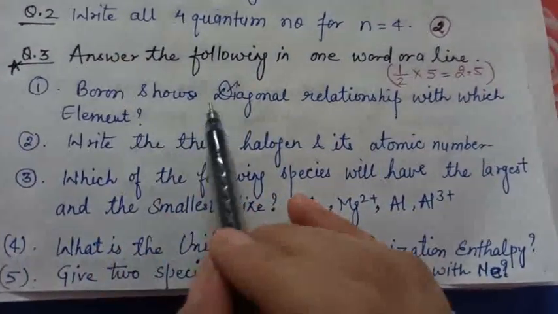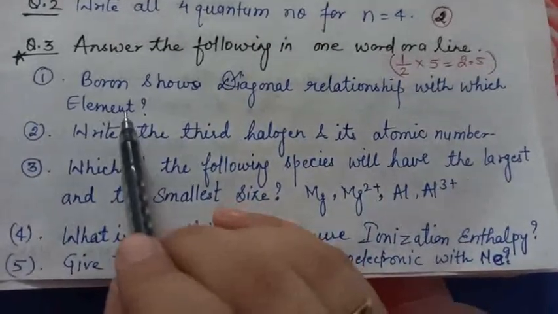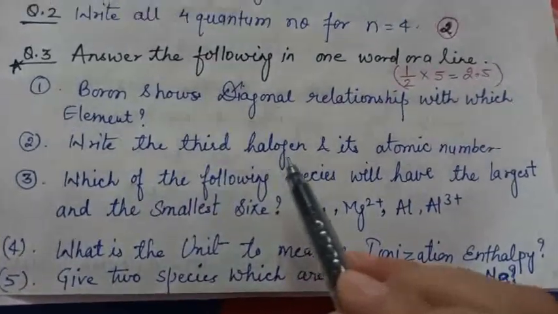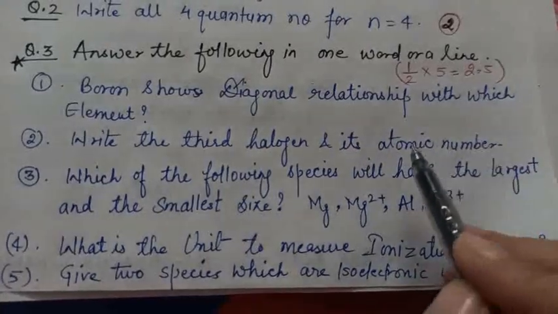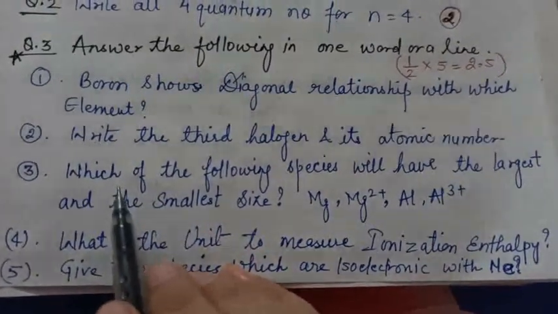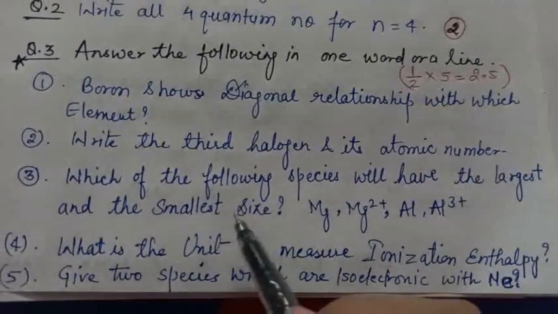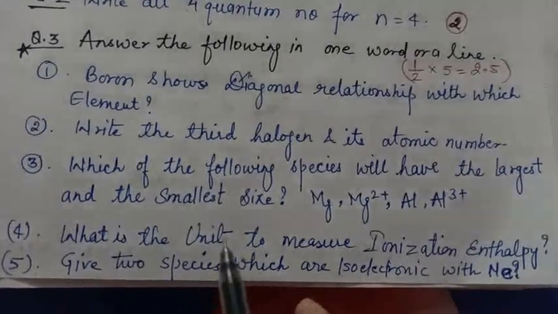I repeat, first question, diagonal relationship of boron, you have to tell the name and the spelling of the element, both should be correct, then half mark. Third halogen, if the name of third halogen and its atomic number both are correct, then only half mark. Third question, which of the following species will have largest, smallest? If both the species having largest and smallest size are correct, then only half mark.